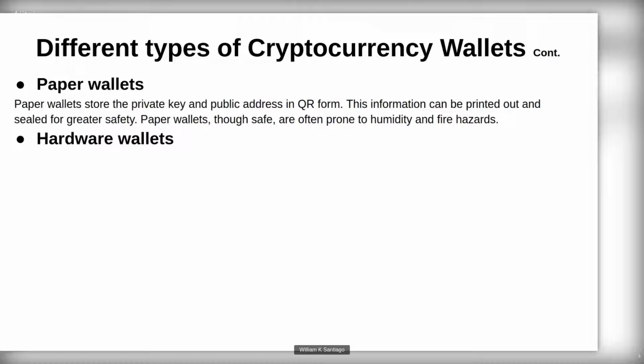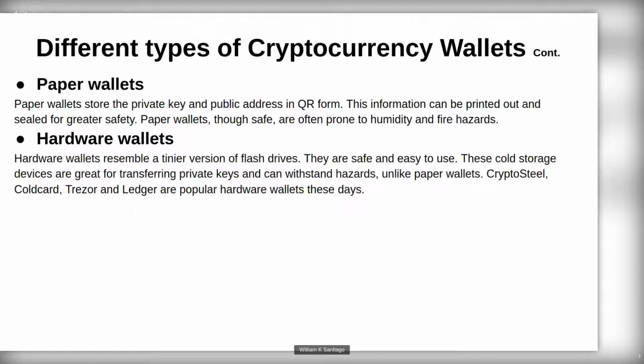Then we move into the hardware wallets, which basically resemble a very simple flash drive. They're safe and easy to use. They call it cold storage. They fall into the cold storage type of device. They are great for transferring private keys and kind of withstand hazards, unlike paper.